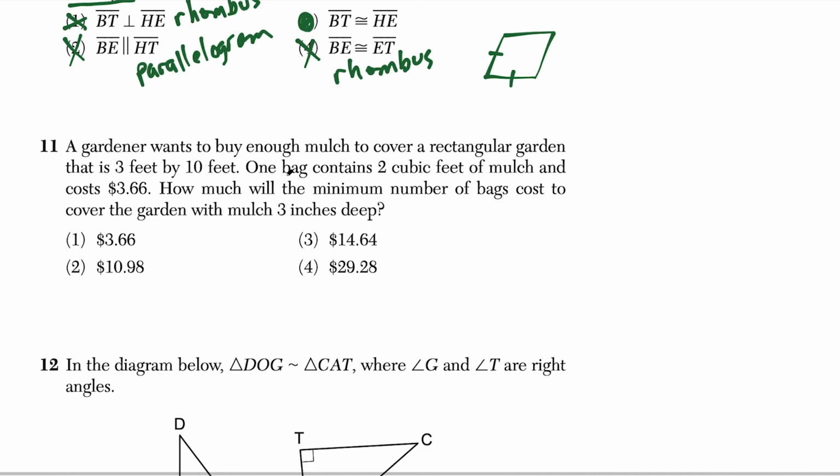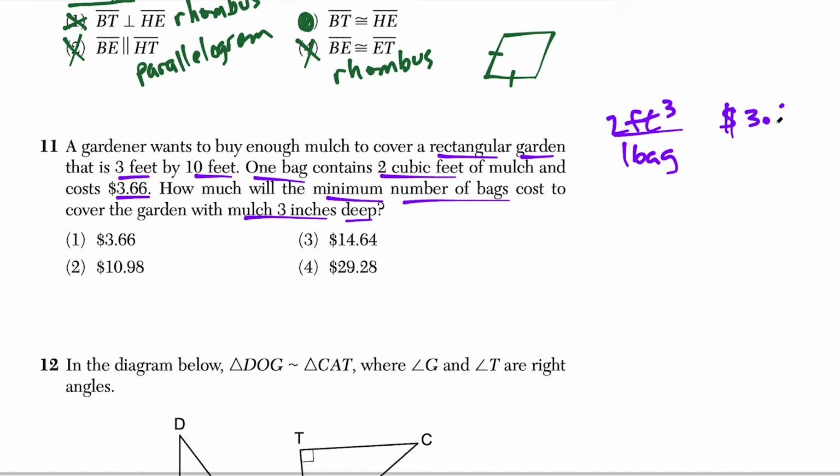Question 11, we have a gardener who wants to buy enough mulch to cover a rectangular garden, and the garden is 3 feet by 10 feet. One bag contains 2 cubic feet of mulch and costs $3.66. How much will the minimum number of bags cost to cover the garden with mulch 3 inches deep? So for this question, the few things that are jumping out at me right away is that we have 2 cubic feet for every 1 bag of mulch, and the cost is $3.66.